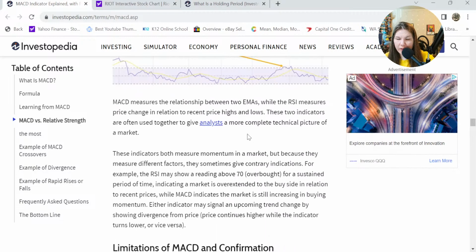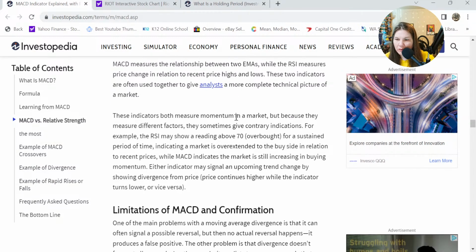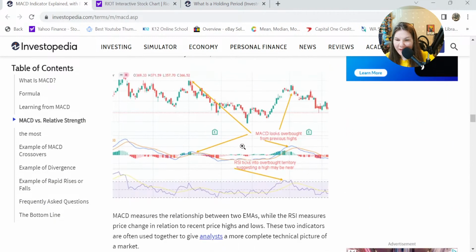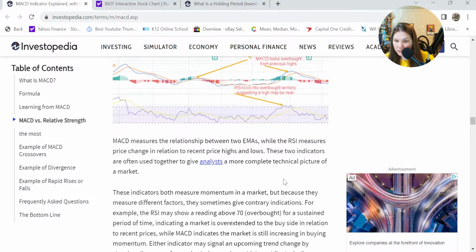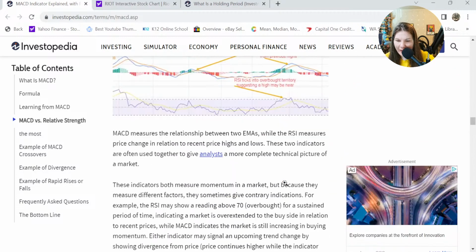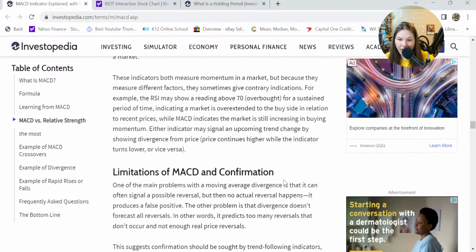So MACD measures the relationship between two EMAs, while the RSI measures price change in relation to recent price highs and lows. These two indicators are often used together to give analysts a more complete technical picture of the market. So that makes sense to have an RSI up and a MACD so you can compare these high highs and high lows. No, low lows and high highs. Say it right. Got it right.